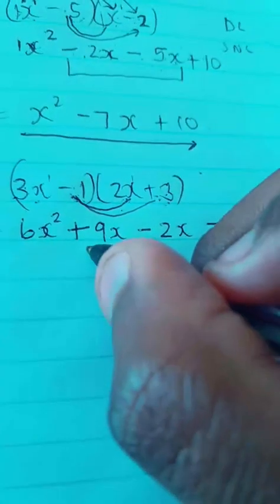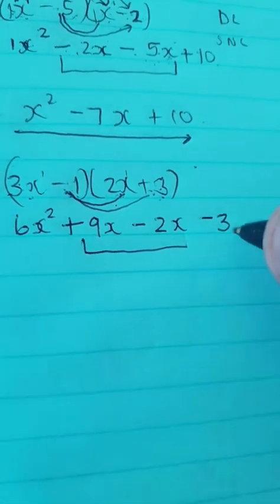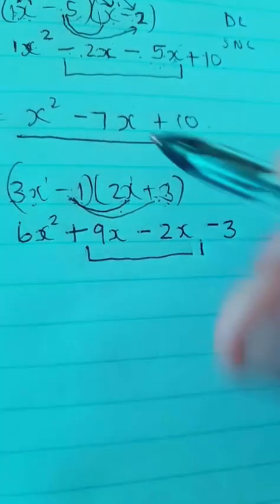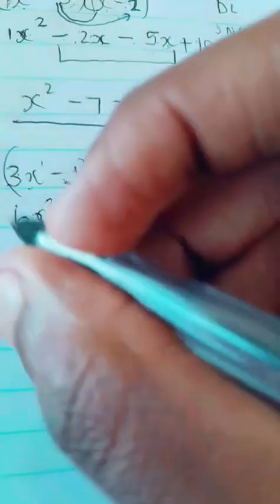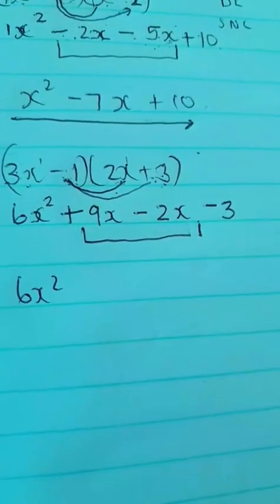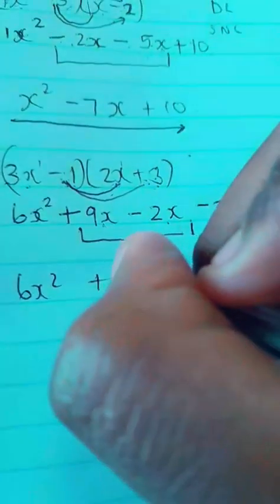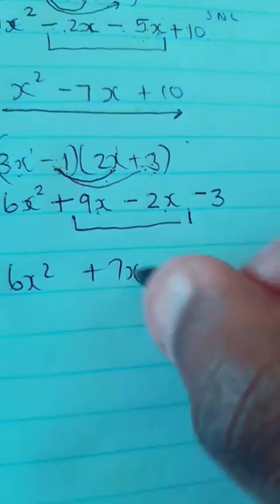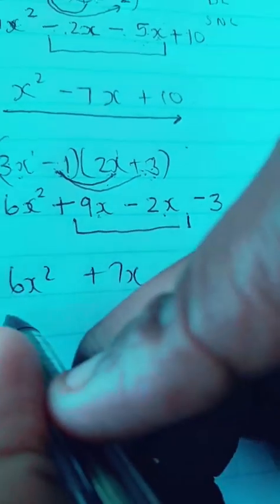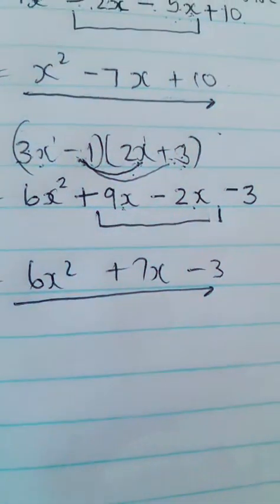Now, do we have any like terms? Seems like we do. Once again, the middle terms are actually like terms, and you can see that because 9x and negative 2x are like terms. So the final answer: 6x squared. 9x minus 2x is 7x. And then the last term gives minus 3. Can we add these terms? No, we can't, because they are unlike terms.